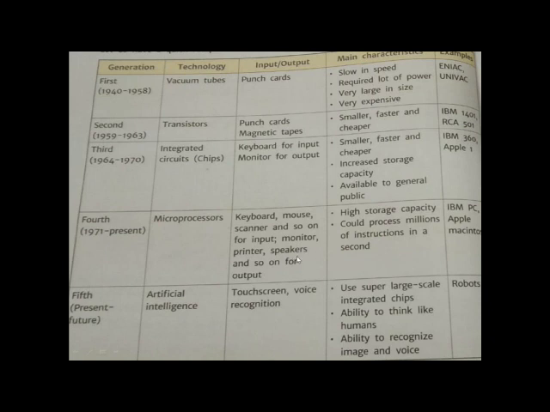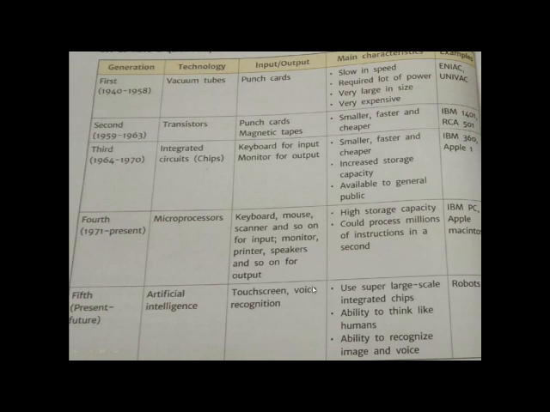And examples of first generation computers are ENIAC and UNIVAC. Example of second generation IBM 1401 and RCA 501. Example of third generation IBM 360 and Apple I. Example of fourth generation IBM PC and Apple Macintosh.